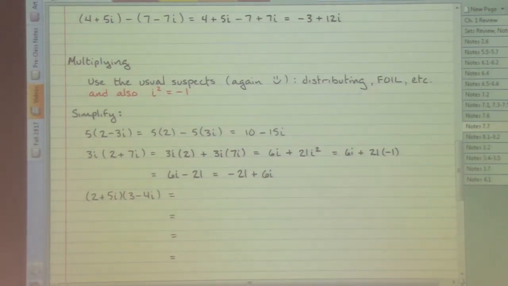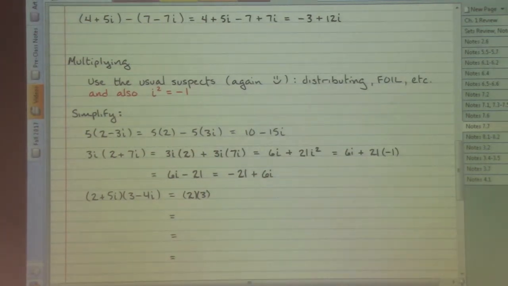Now, moving on to the FOIL problem. First times first, 2 times 3. Outer times outer, 2 times the negative 4i. Inner times inner, the 5i times the 3. Last times last is the 5i times the negative 4i.